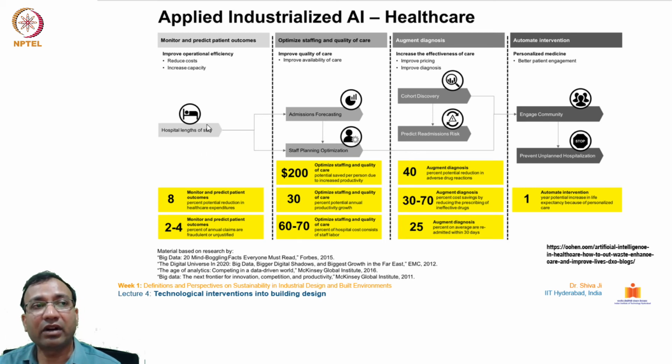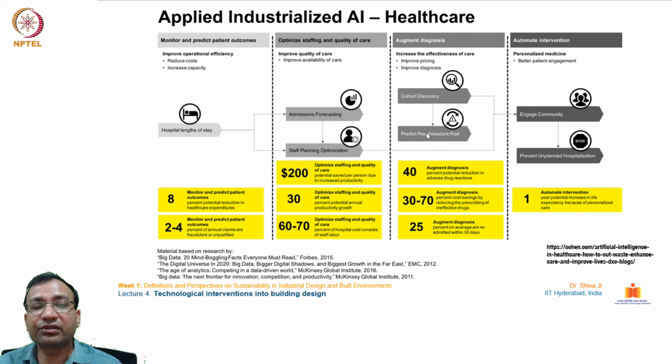And one is hospital length of stay. If you see the second column, it talks about optimizing staffing and quality of care. So improving quality of care, improving availability of care. So with this hospital length of stay, admission forecasting, how many patients or intakes will be happening, and then planning the staff members for optimized working in an efficient way.